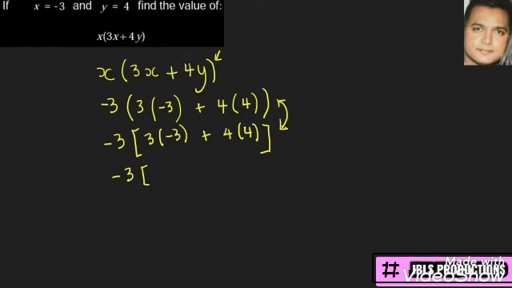So 3, this will give me minus 9. Remember, make sure you take note of the negative signs, and this would be 6. So we have minus 3, minus 9 plus 16. If you don't know this answer, punch it in the calculator. It will give you a positive 7, and my final answer will be minus 21.